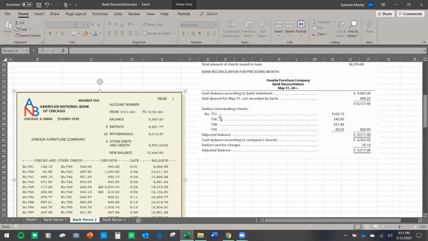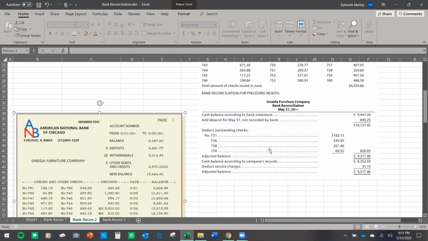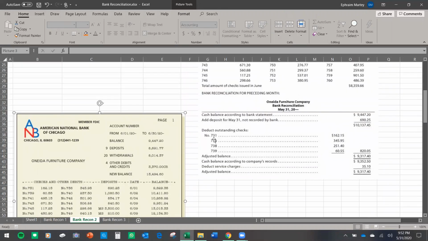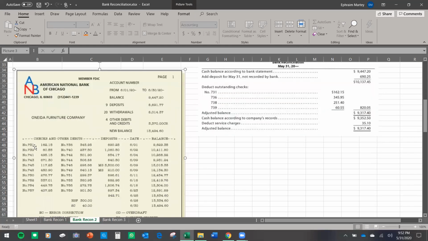Let's take check number 731. We wrote this check in May, so we have to check with the bank to see if it appears there. So we have our May check number 731. Does it appear there? Yes, it appears there. Is the amount the same? Yes, 162.15. That's the same amount. Okay, check number 736. Does it appear here? Let's look for 736. Okay, it appears here, and that's the same amount, 345.95. Yes, it appears here.